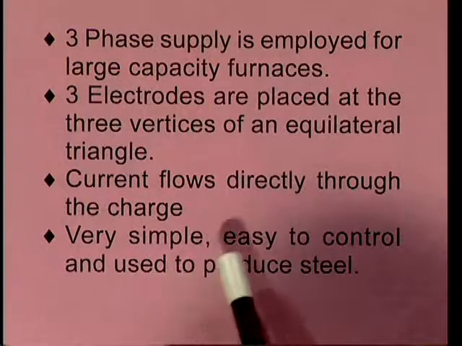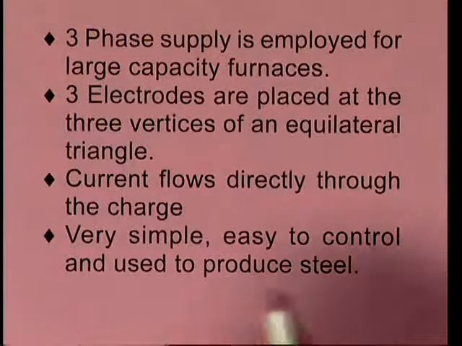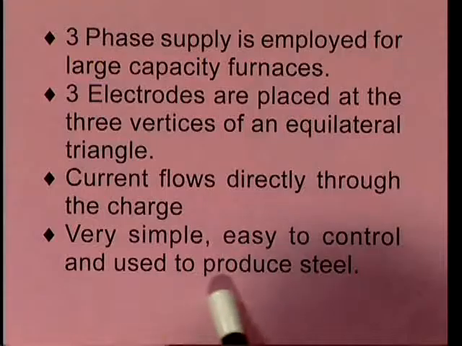So it is very simple, easy to control, and used to produce steel. So this is the way the direct arc furnaces work. These furnaces are employed only in steel industries. Direct means the current, or the arc, flows into the scrap or iron material. Therefore electromagnetic forces are set up, and due to this uniform heating takes place, and the material is converted from solid stage into a liquid pool.